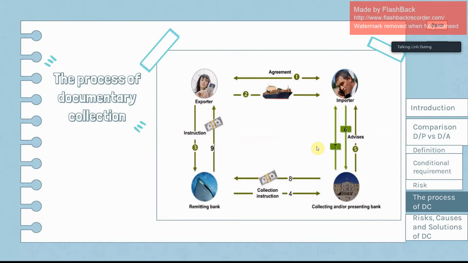Under DP, the collecting bank advises the importer to pay, and they only release the documents at the time they have received money from the importer. But under DA, they require the importer to accept the bill of exchange, and the importer can check the documents before accepting. After that, the collecting bank transfers the documents to the importer, and when they transfer money to the remitting bank at step 8 and step 9, the mission of the collecting bank is completed.